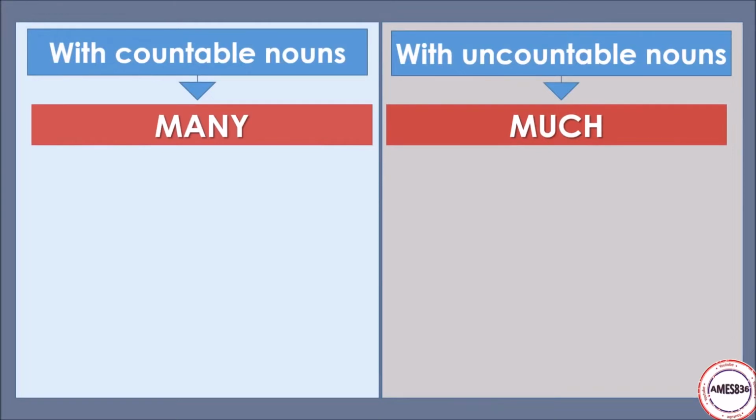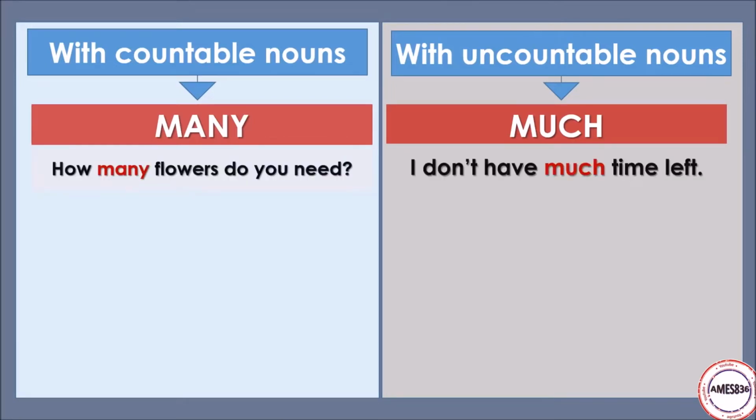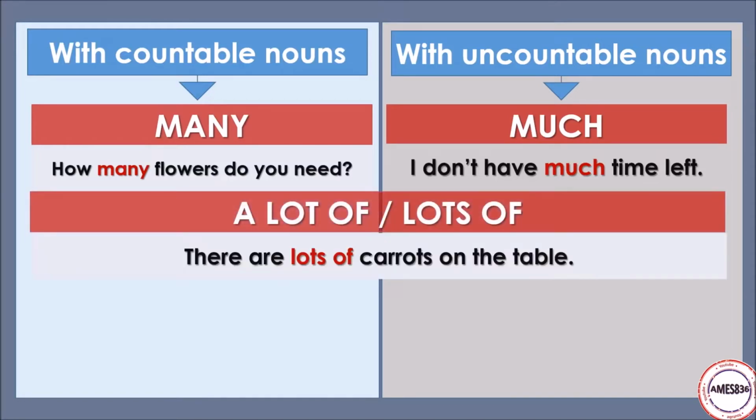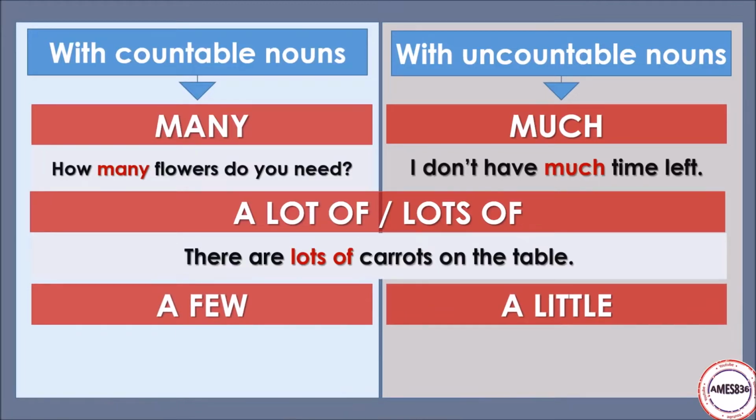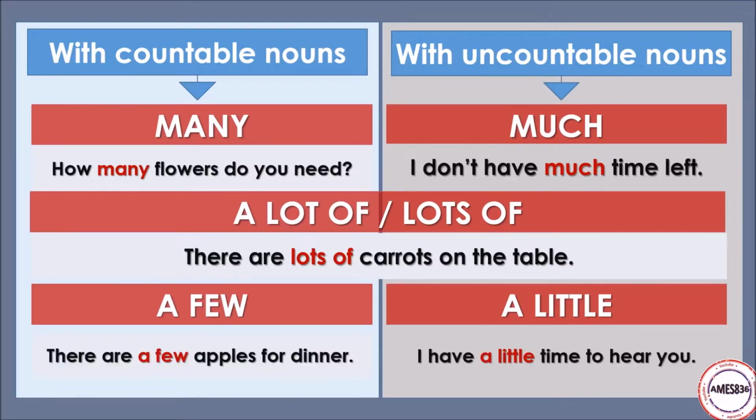We use many with plural countable nouns and much with uncountable nouns, both in interrogative and negative sentences. A lot of and lots of are used with both uncountable nouns and plural countable nouns. They are both mainly used in affirmative sentences. A few and a little express small quantities, mainly in affirmative sentences. A few for plural countable nouns, and a little with uncountable nouns.